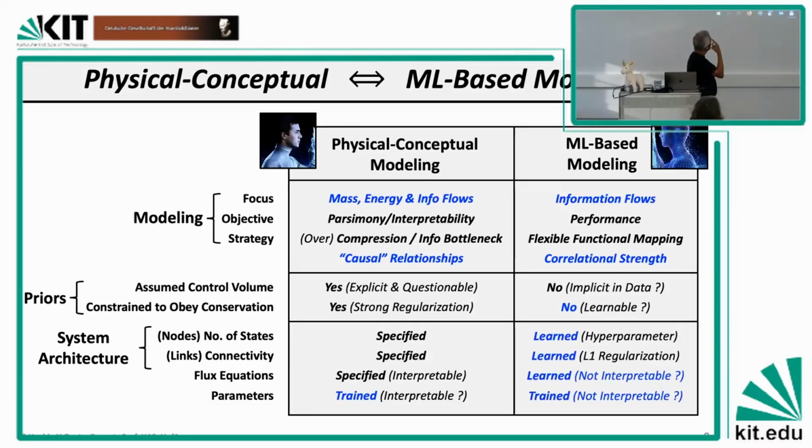On the other hand, one of the advantages of machine learning models is that you can learn the number of state variables you need, you can learn the connectivity, you can learn the flux equations, and there's some question in the literature now about, so are these models interpretable? So I put a question mark because I'm not sure that they are not interpretable. I think they actually are. And you train the parameters, and again, there's some questions as to whether they're interpretable or not. And I still think that maybe they are, but this is a point of discussion.